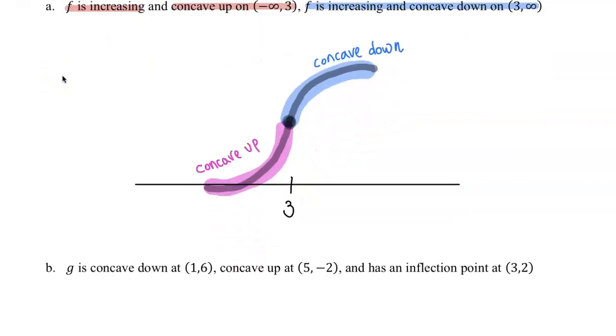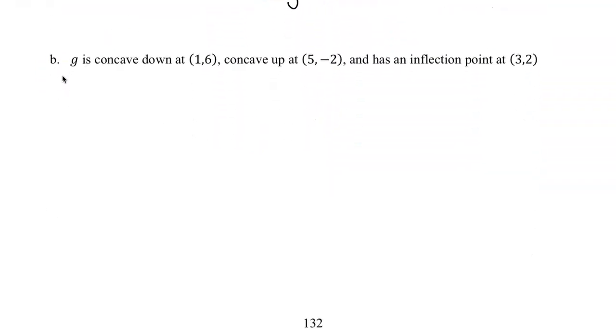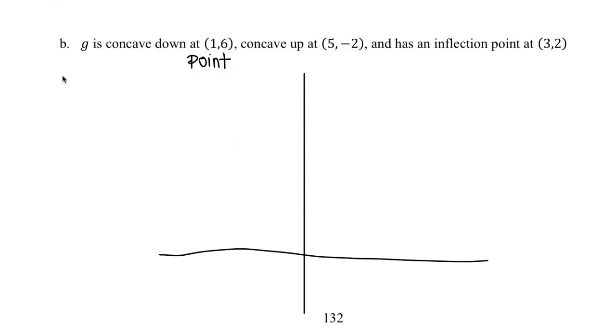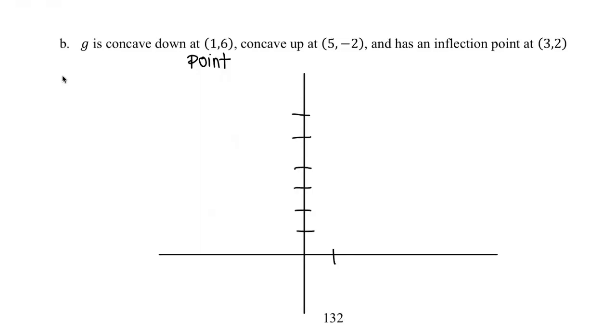Let's look at another one. Let's do this one. G is concave down at (1,6). Now, when they said at (1,6), they're talking about a point. This is a point. So what I will do is I will sketch XY axis. Now plot (1,6). Okay. 1 to the right and up 6. 1, 2, 3, 4, 5, 6.